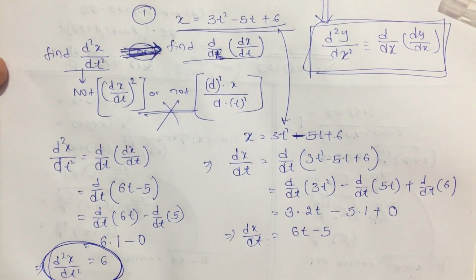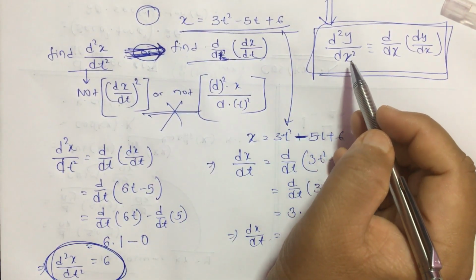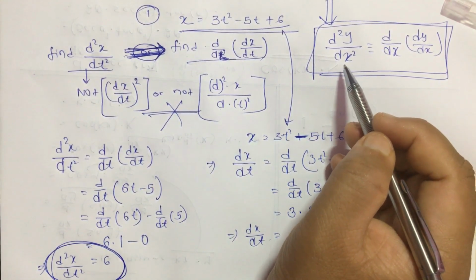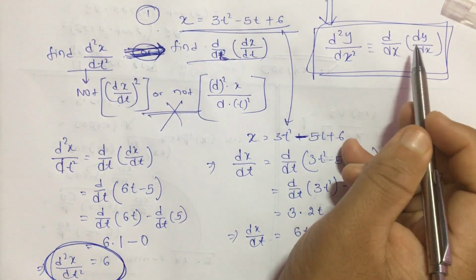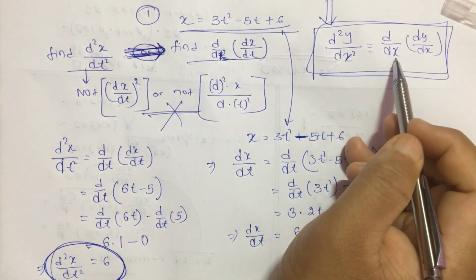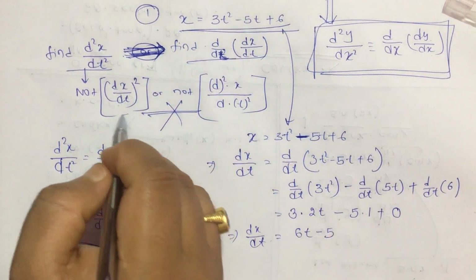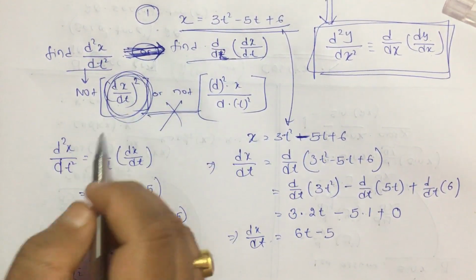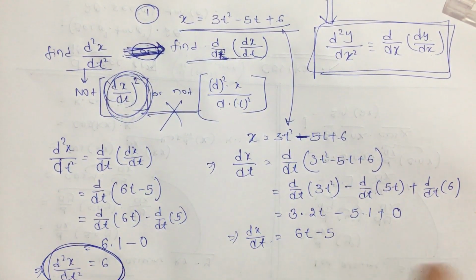Is it clear? So the double derivative symbol does not mean dy by dx whole square or something like that. It means first do the derivative of y with respect to x once, then the answer has to be differentiated again with respect to x. You can check here also. If dx by dt whole square was the meaning, then it is a different thing. Why? Dx by dt whole square means 6t minus 5 whole square, so that will not be 6. You have to use the a minus b whole square formula. The answer is going to be completely different.